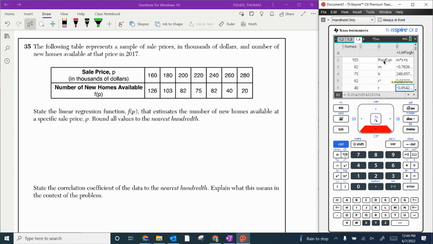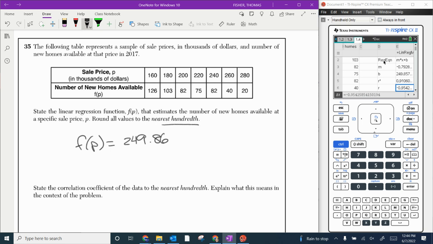So always have to make sure we have an equation. So f of p in this case, it wants the number of new homes initially, to the nearest 100, so 249.857, so 86 for nearest 100, 2 decimal places. Plus the slope is actually a minus, so minus 0.792, which is just 0.79. P, not x, it wants you to use p. So make sure you use the right letters.